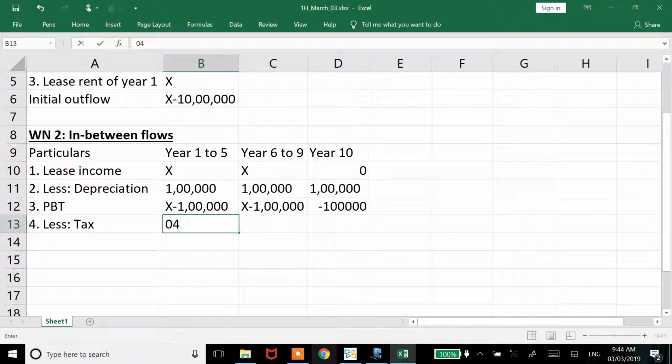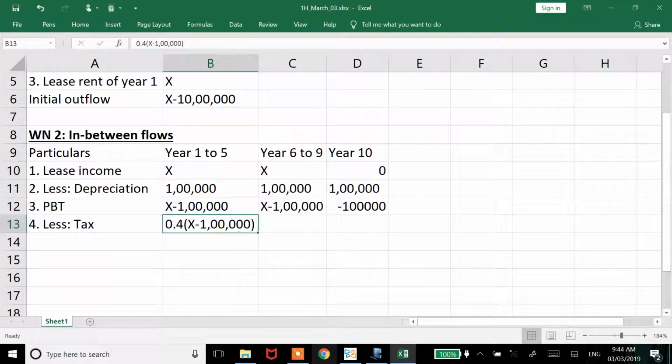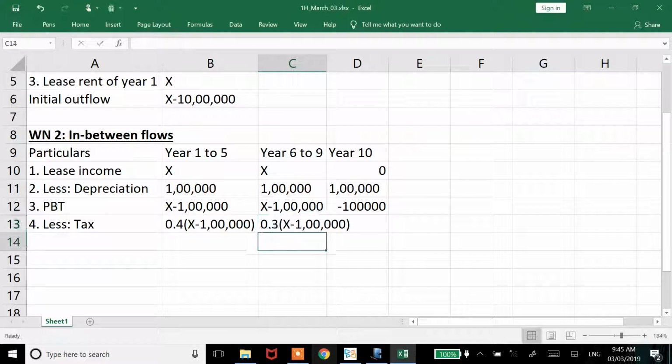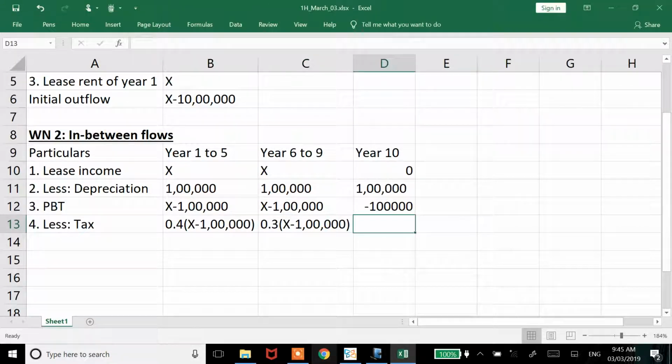So less tax is 0.4 into X minus 1 lakh, 0.4 into X minus 1 lakh, 0.3 into X minus 1 lakh. 0.3 into minus 1 lakh became positive 30,000. 0.4 into X minus 1 lakh, 0.3 into X minus 1 lakh and 30,000. Any doubts on this?